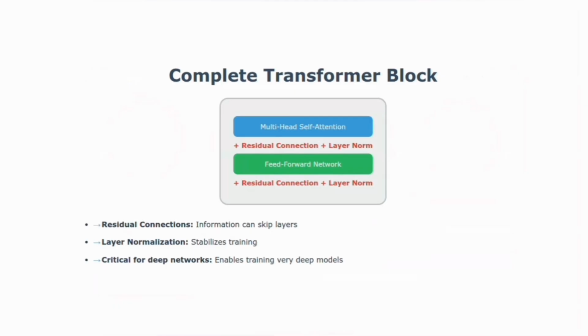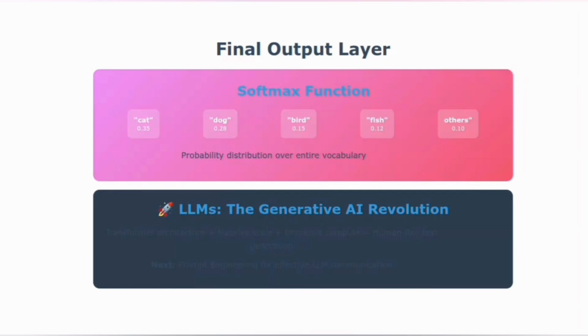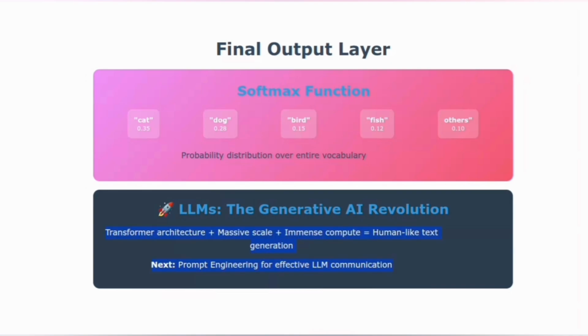Each layer also incorporates residual connections, allowing information to skip layers, and layer normalization, which are crucial for training very deep networks. The result of this complex, multi-layered transformer architecture, scaled up with immense data and compute, is a model capable of generating astonishingly human-like and contextually relevant text. The final output layer typically uses a softmax function to predict the probability distribution over the vocabulary for the next word. LLMs are the driving force behind the current generative AI revolution, impacting everything from personal assistants to creative writing tools. Next, we'll learn how to effectively communicate with these powerful models through prompt engineering.